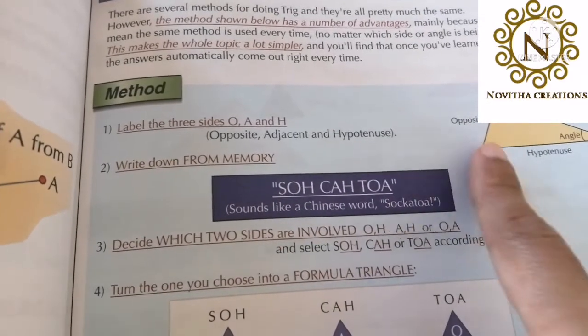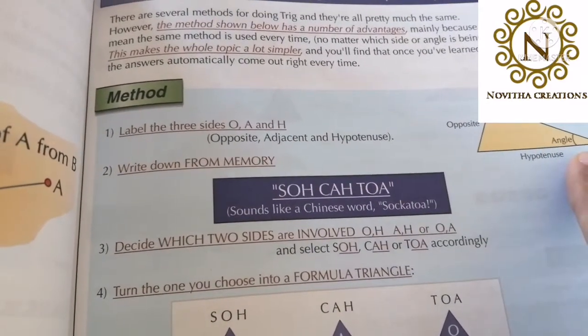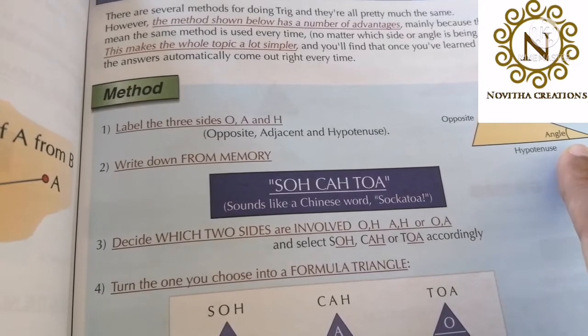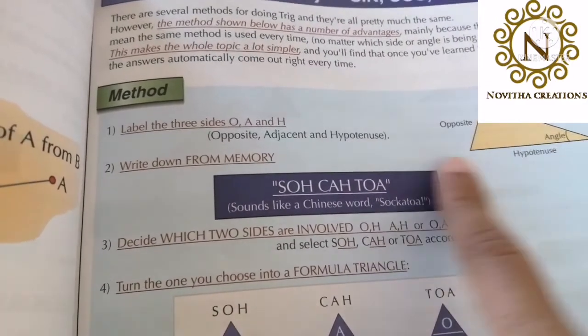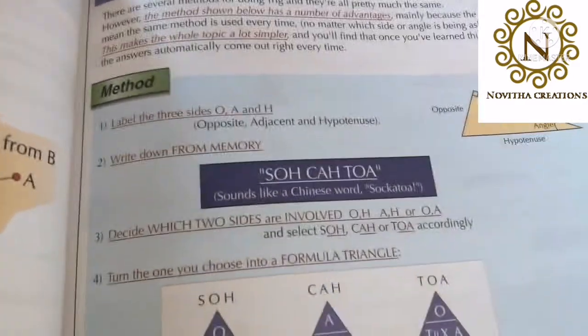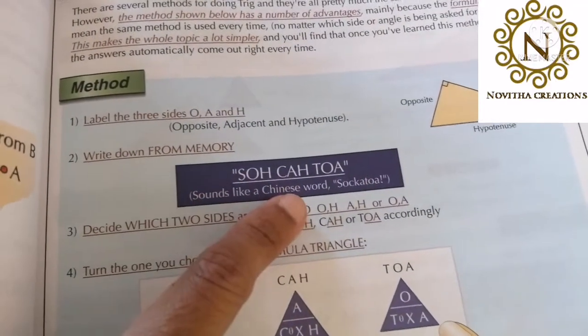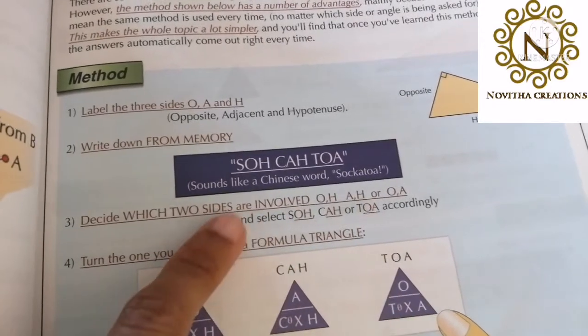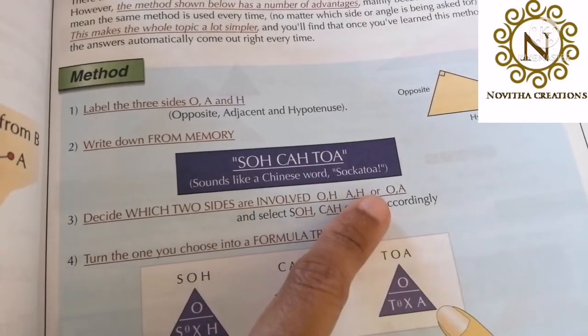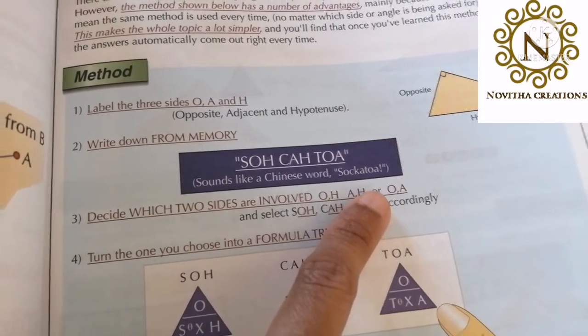So always you need to label these three. Write down from memory SOH, CAH, TOA. Sounds like a Chinese word: Soh, Kah, Toa.